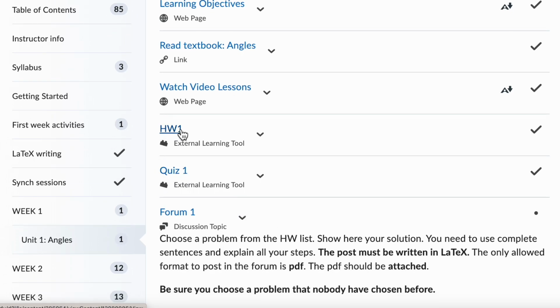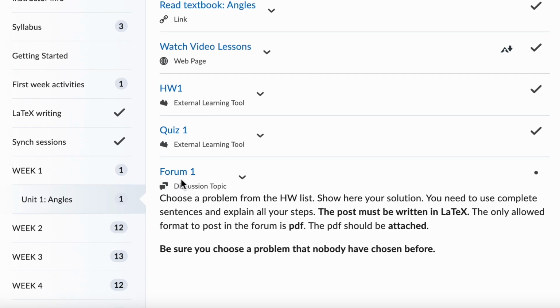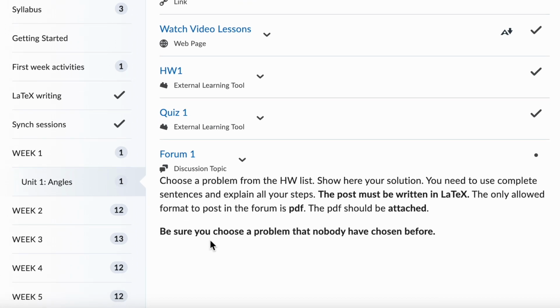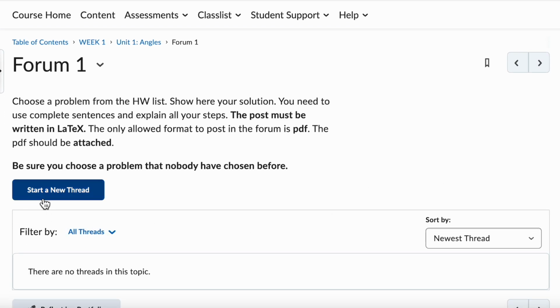So homework and quizzes are the assessments that you are going to complete in this software. And then the forum. The forum is a place where you are going to explain how you solve a problem. So let's click on the forum. The forum site is like a blog where you can start a new thread and post your assignment there.